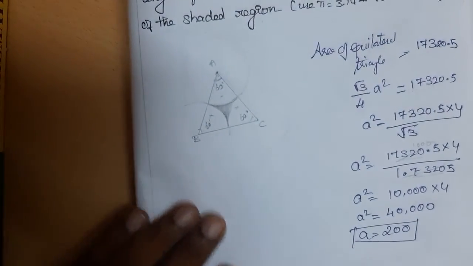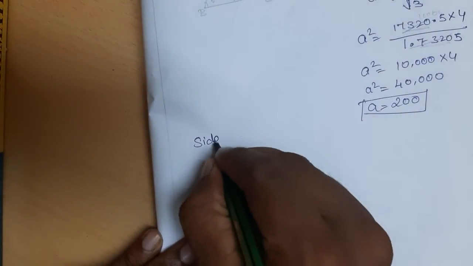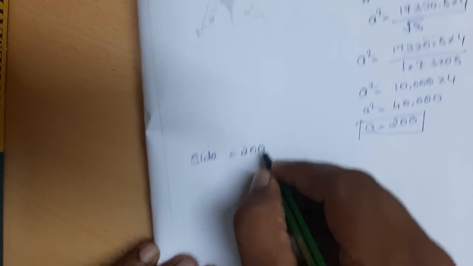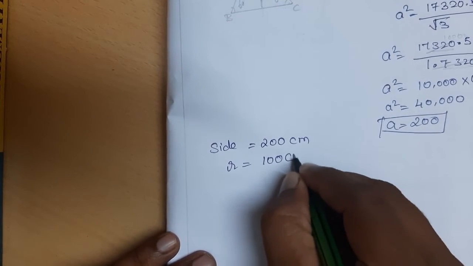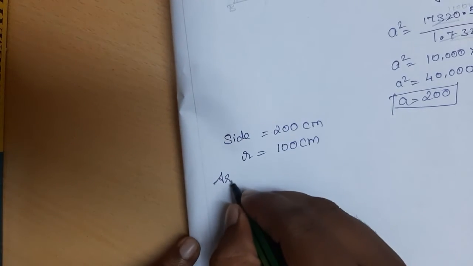So a is the side of the triangle. So side is equal to 200. Is it centimeter? Yes, it's centimeter, right? So radius is said it's just half, right? Then radius will be 100 centimeter. Now we can find the area of the shaded region.